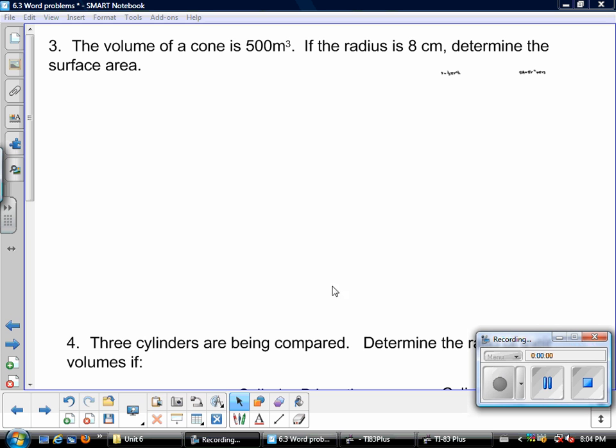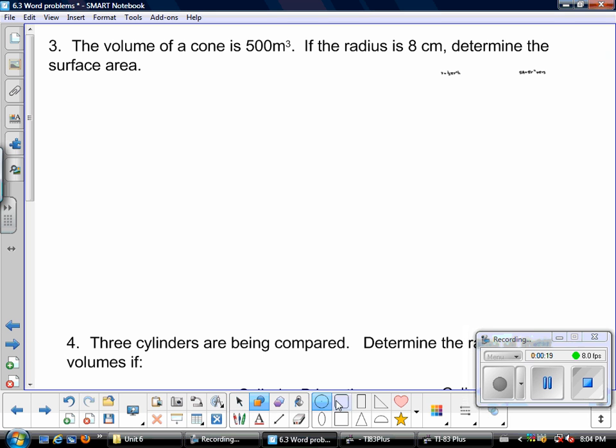At the next question. So the next question says the volume of a cone is 500 meters cubed. If the radius is 8 centimeters, determine the surface area. Now, what's a little bit different from this question is, first of all, they didn't give me a diagram. So the first thing I would do is I would draw a diagram.